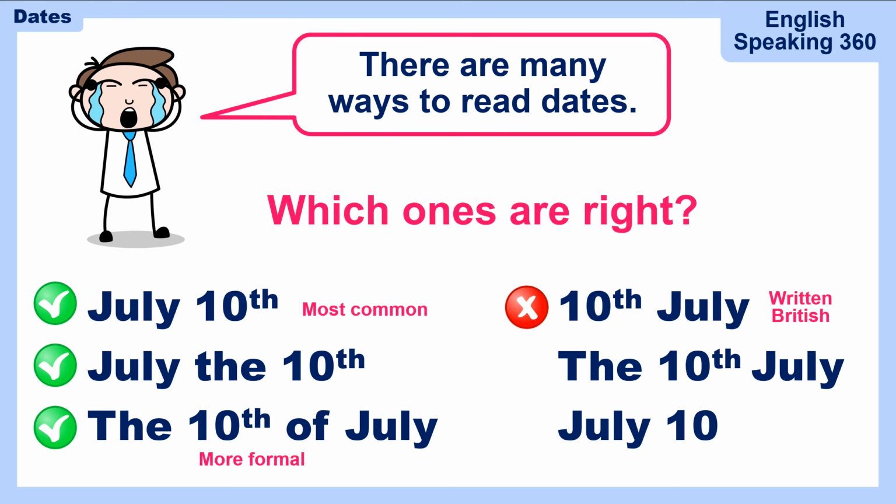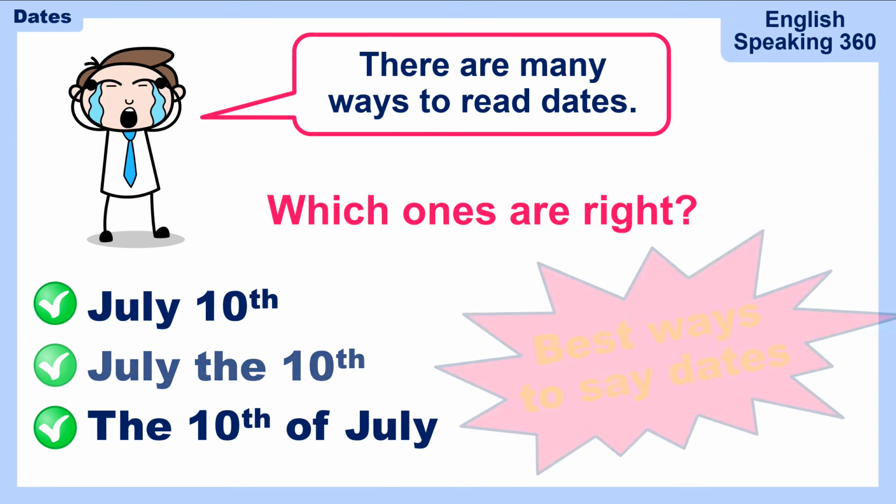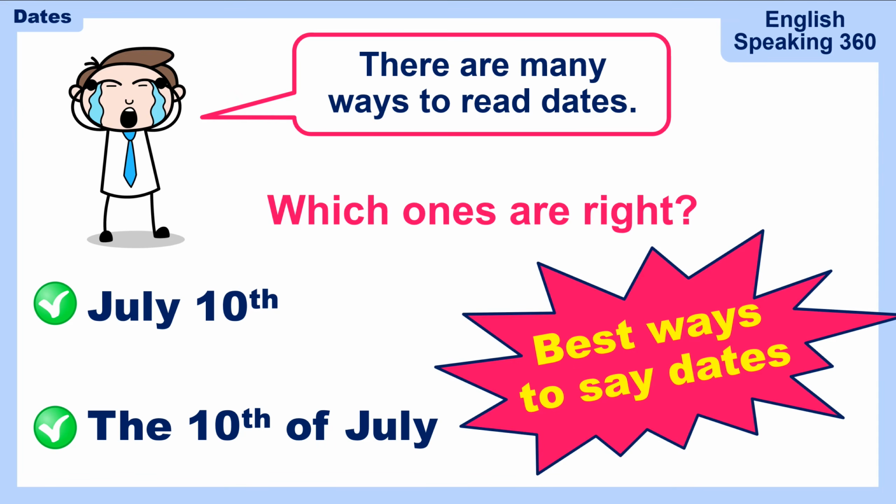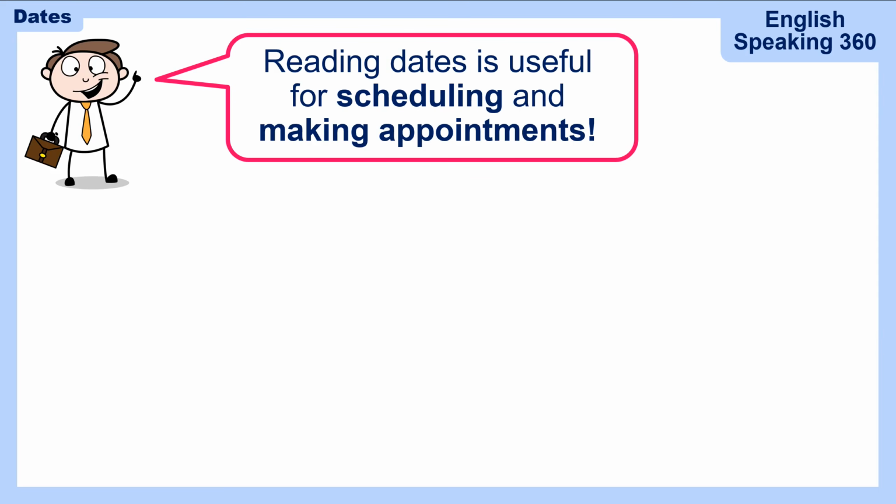10th July. Okay or not? Not okay. But in written British English, it could make sense. On a newspaper, for example. The 10th July. What do you think? No, this one is totally wrong. What about July 10? This one is okay, but only in very, very casual speech. So we don't use it so often, but if you want to make it very, very simple, July 10. That could be okay. But to be honest, the best ways to say dates are July 10th and the 10th of July.